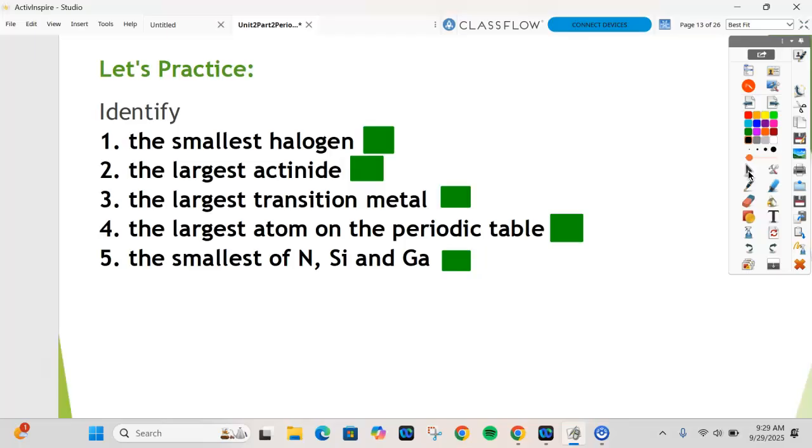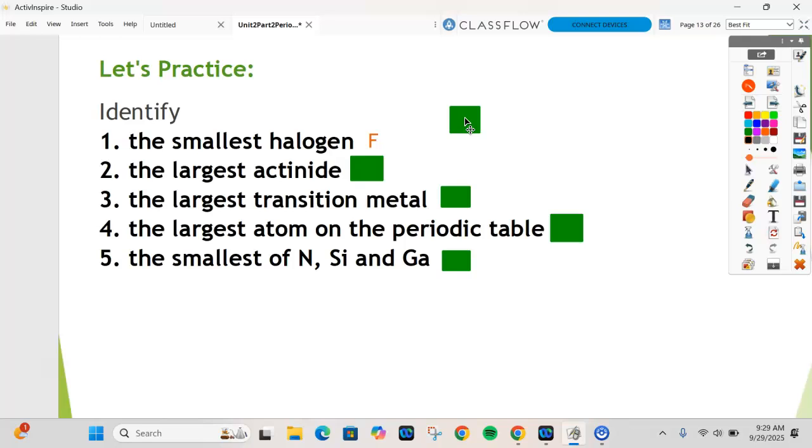Okay, so let's look at these answers. If we look at what is the smallest halogen. So the halogens, remember, are column 17. So they're in a column. We know that as we go down a column, layers get added to our cloud. So the one with the least amount of energy levels is going to be the smallest, so that would be fluorine, is our smallest halogen.